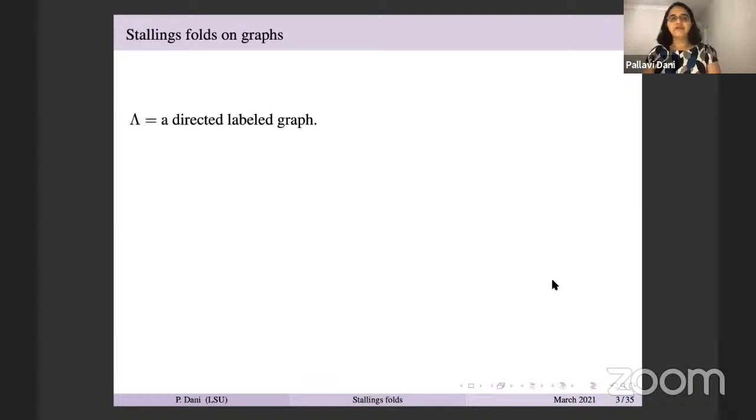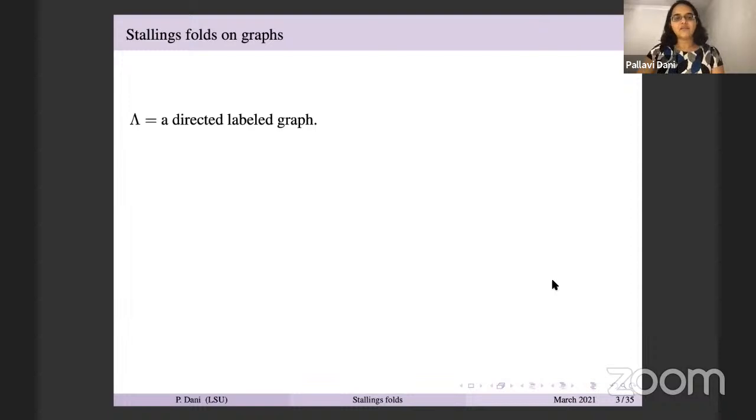So that's a graph. Directed means that every edge has an arrow on it pointing to one or the other of its endpoints. And then it's labeled by some finite set of letters. You should think of these letters as the generators of some free group, because that's how it's going to be used in the end.